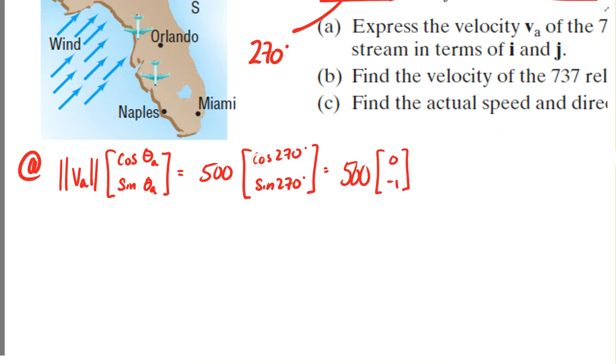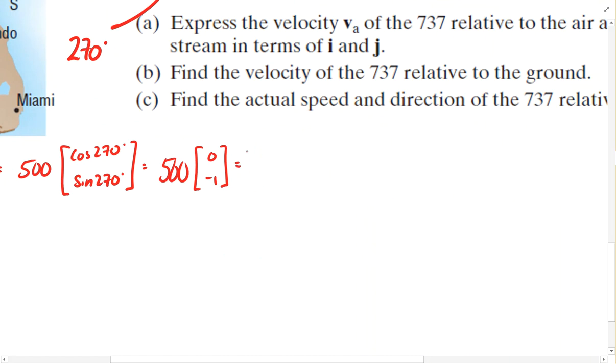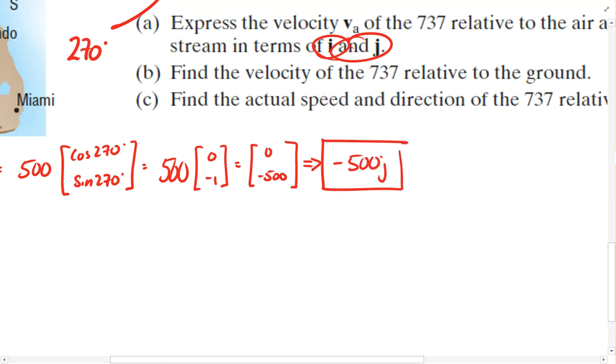Now, without a calculator, you should be able to determine that cosine of 270 is 0 and sine of 270 is -1. Those are results that came right off of our unit circle. And we also know that scalar values multiply into vectors, so we end up with a vector result of 0, -500. And if we were to write that in true ij notation, as they're asking for here, we would say 0i minus 500j. For our airplane.